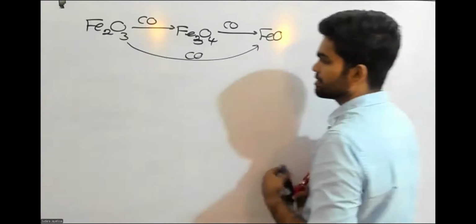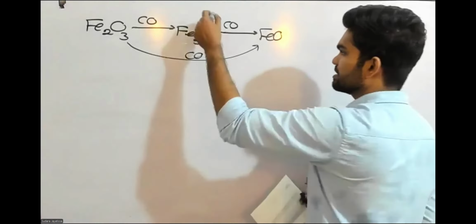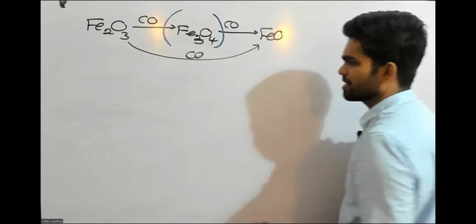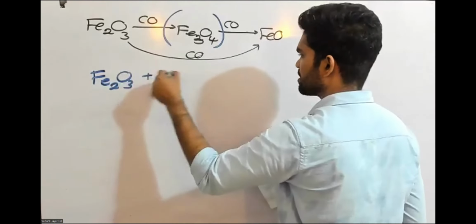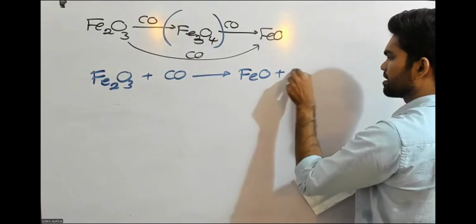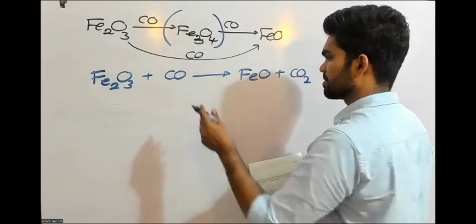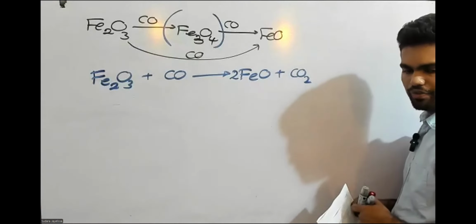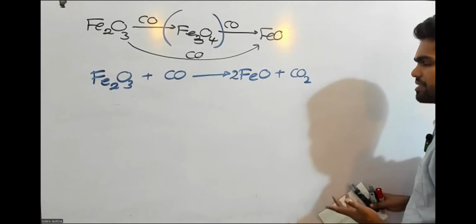So when you are balancing this also, you have to balance using the first and last compounds. So ignore this Fe3O4. According to the question, you can see it is not needed. So then Fe2O3 with CO is going to form FeO and CO2. It says it forms CO2. And then there are 2 Fe's now. So if you use the inspection method, you have to put 2 in front of FeO. And now you can see this is balanced also.